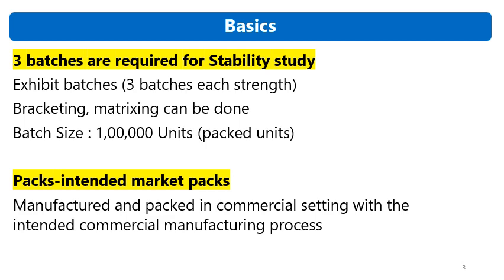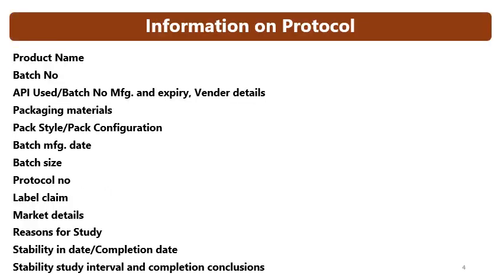Then the pack should be the intended market pack. Whatever packaging system is proposed for the marketing of that product, that pack is required to be charged onto the stability, and in that pack the stability is required to be proved. The batches should be manufactured and packed in the commercial setting with the intended commercial manufacturing process. So these batches are to be made at the commercial manufacturing site. So it is clear now that three batches are required and the packaging system and the manufacturing process should be final. Then what is the information to be included in the protocol?